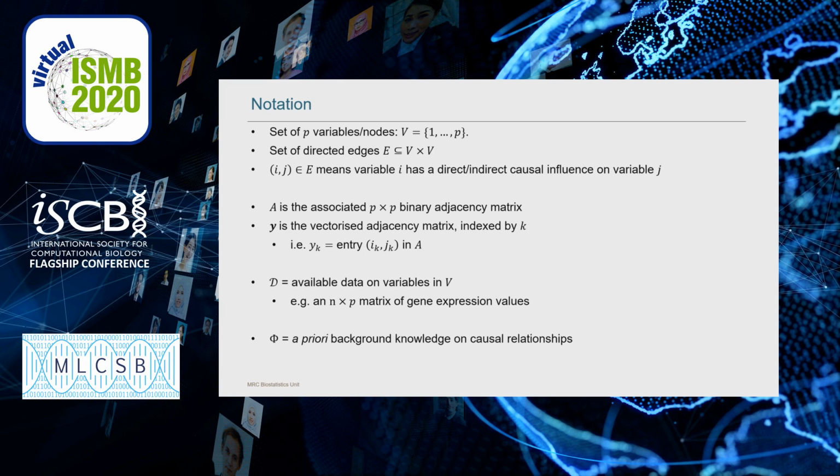And we have a matrix B, which is the available data on our variables, and this is the usual n by p matrix of, for example, gene expression values. We then have phi, which is a priori background knowledge on causal relationships, which can come from, for example, databases or other interventional datasets.